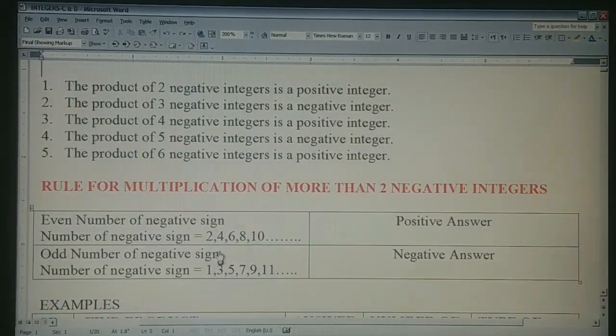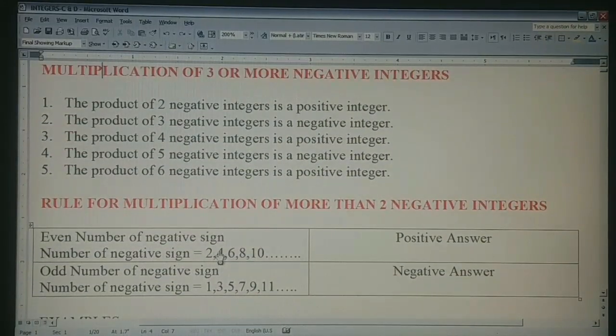Now what we have to remember is certain points I have written down here. Multiplication of 3 or more negative integers. Suppose there are 2 negative integers, the answer will be a positive answer. Suppose we have to multiply 4 negative integers, the answer will still be a positive integer. The product of 6 negative integers will be a positive integer, and the product of 3 negative integers will be negative. 5 negative integers, the product will be negative.